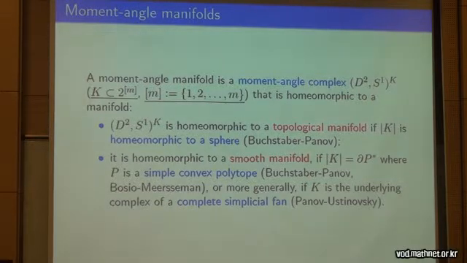That means if K is induced from a complete simplicial fan, then after some subdivisions it will become the standard boundary of a convex polytope. But in general, if we don't do the subdivision, this is not the situation.